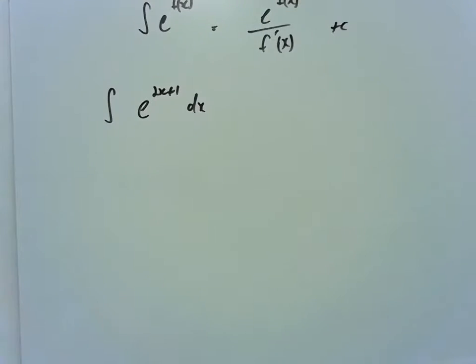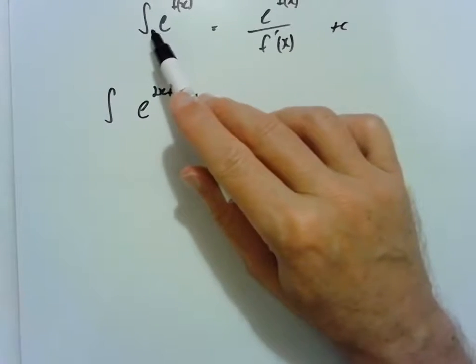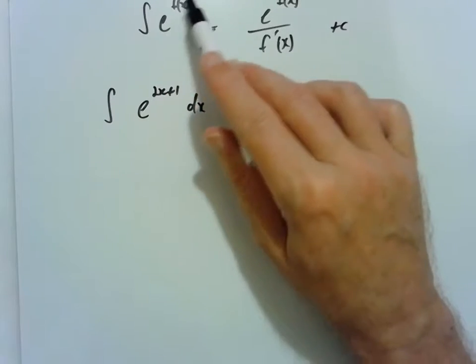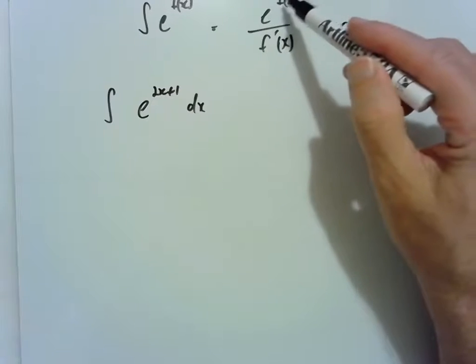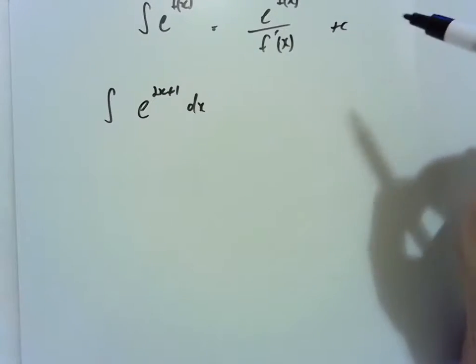Okay, we're going to integrate some exponentials here. We have this really handy rule. The integral of e to the function of x is just going to be e to that same function divided by the derivative of that function, and the c.